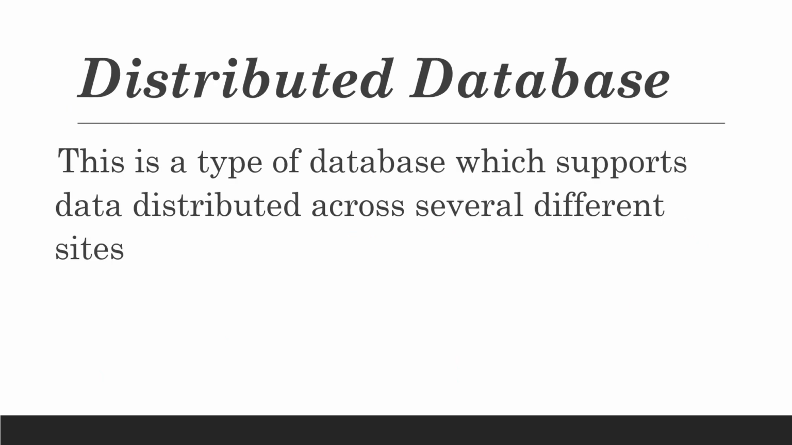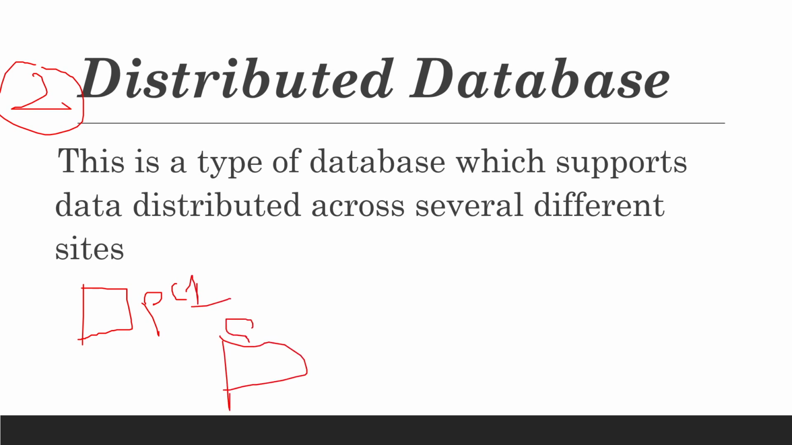The second computerized database is the distributed database. As you can see here, distributed database. It says that this type of database supports data distributed across several different sites. This simply means that in the distributed database, each PC has a sub server. Let's say this is PC 1, and PC 1 has a sub server. So this becomes Ashaiman, and then we have the main server here.